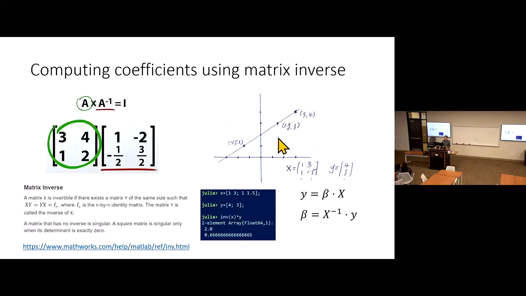So for our example, this is a changed example. It's not like the one just written, but the same idea. If you have 3 points, okay, you have 3 giving 4, 1.5 giving 3, negative 1.5 giving 1. So you have x and y. You just need to invert this x and you get the y value. Okay, this is the same expression in MATLAB. And that's in Julia. So you compute the inverse of x times y, you get the beta values 2 and 0.66.